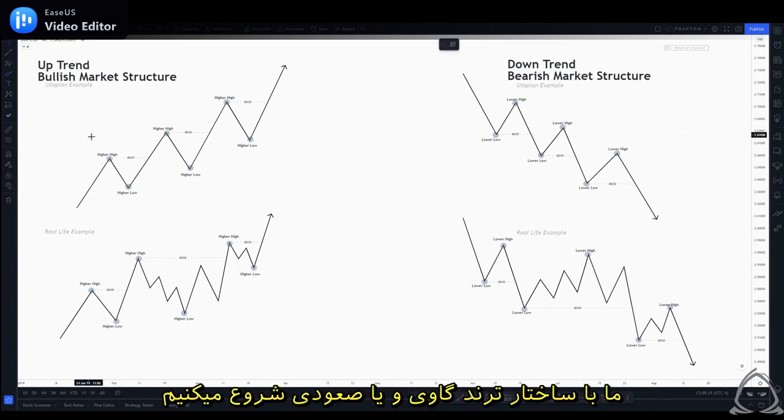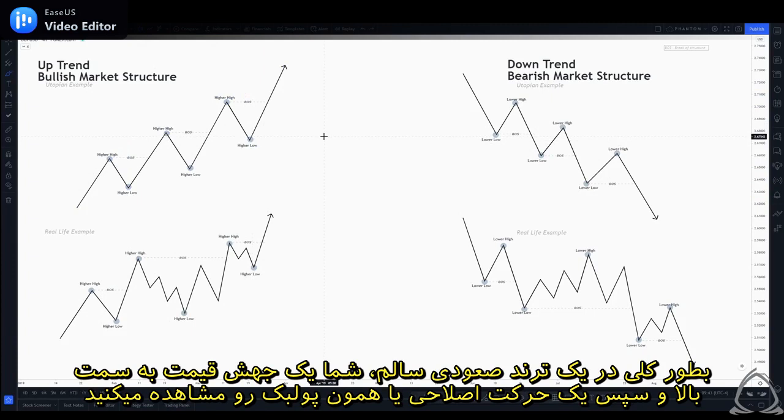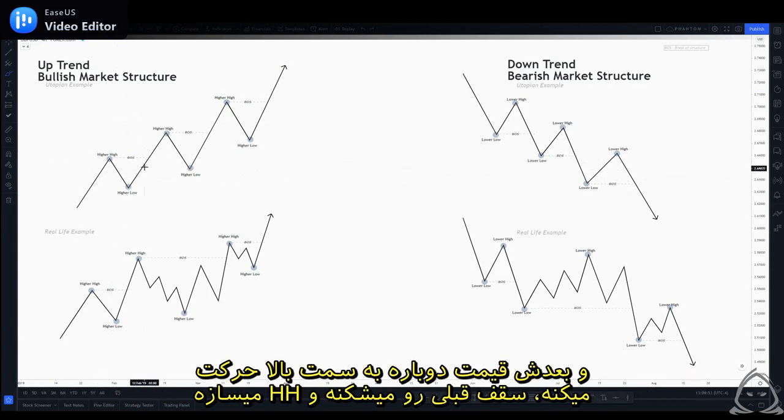We'll start with a bullish market structure or an uptrend. When we're looking at a bull trend, what we see is a series of higher highs and higher lows as the market pushes to the upside. Basically, when we're looking at a healthy uptrend, we'll see a push to the upside followed by a retrace or correction, which is shown by price pulling back and then price moving back to the upside, breaking the previous high and then continuing on to make a higher high.